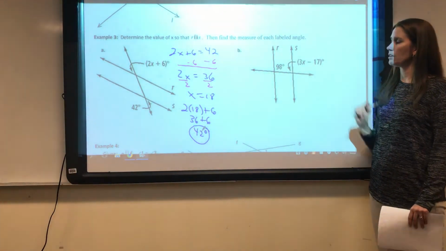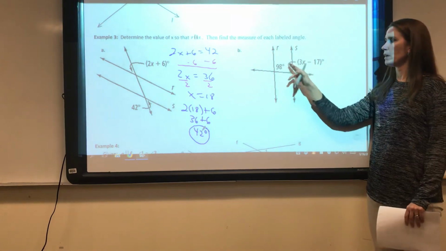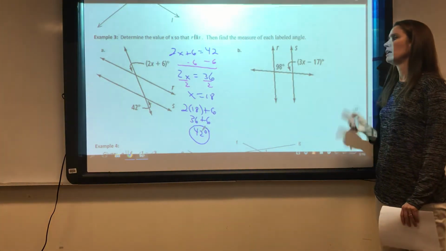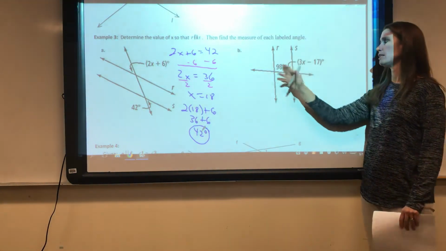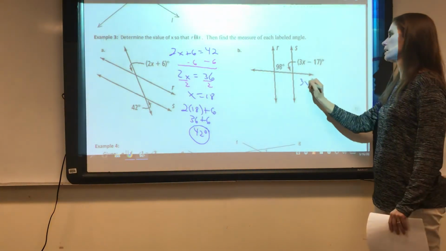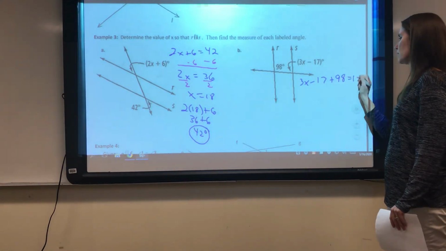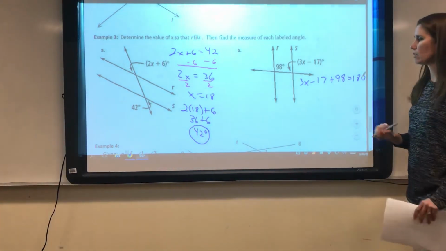All right, last one is, again, I look at this to see what kind of angles are they. They're same side interior angles. And what do I know about same side interior angles? If the lines are to be parallel, they would be supplementary. So that means that they would add up to 180. So 3x minus 17 plus 98 must equal 180. And I can go ahead and solve from there.